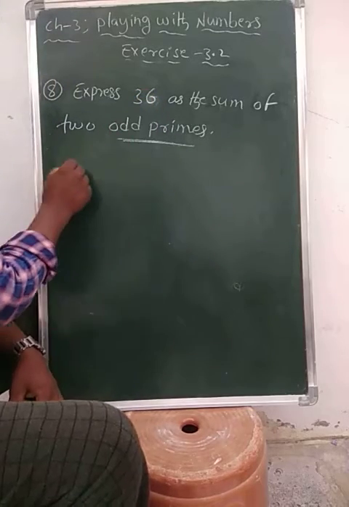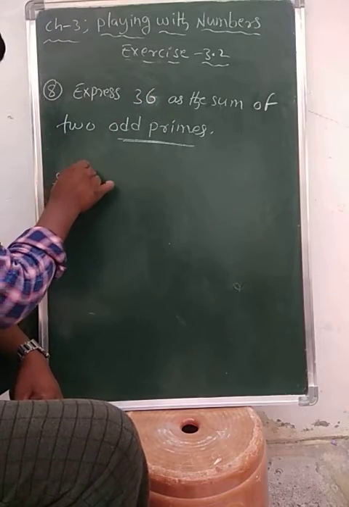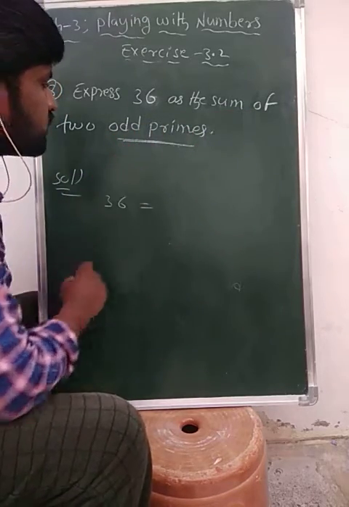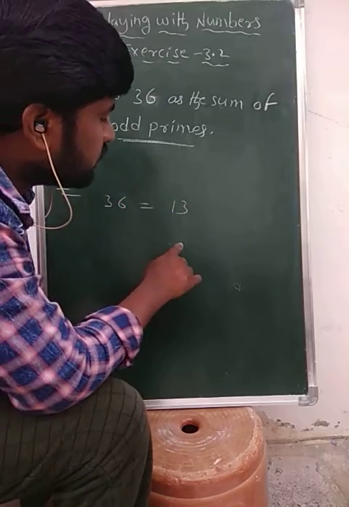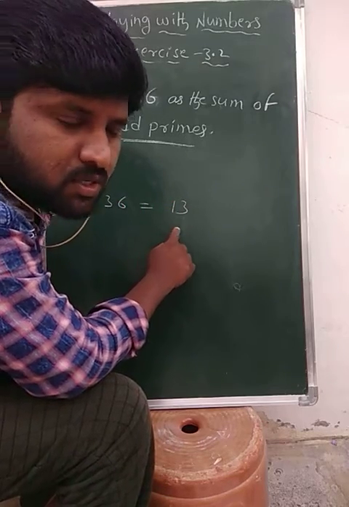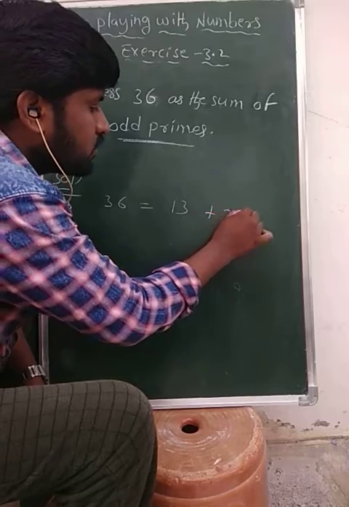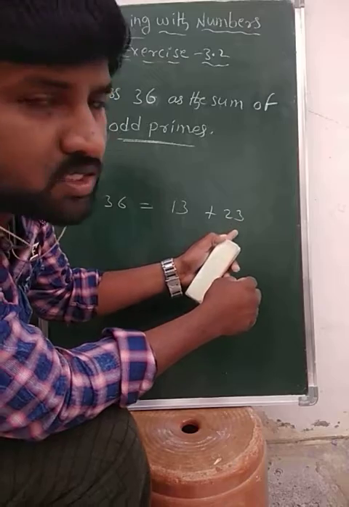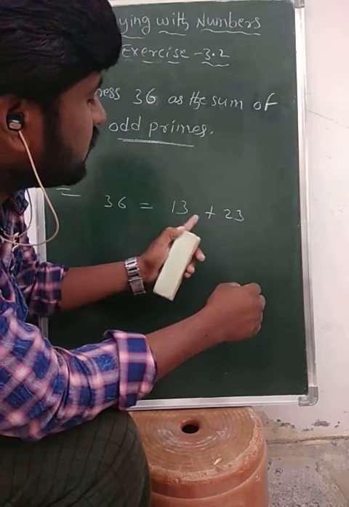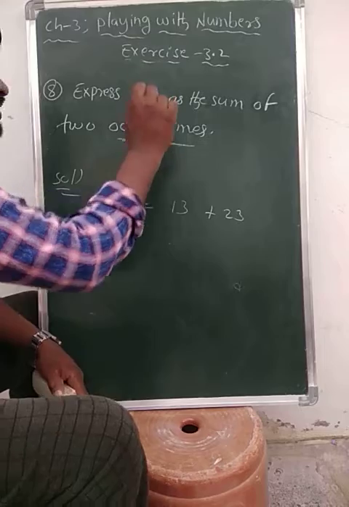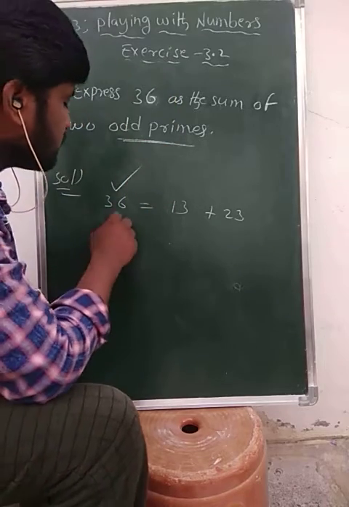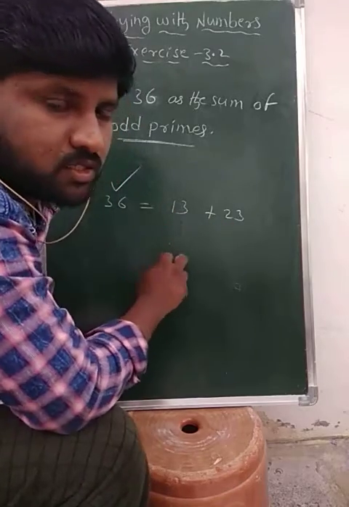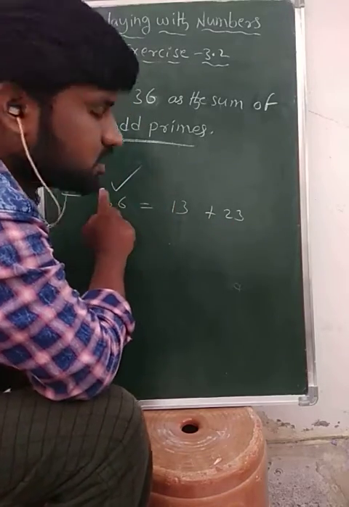I am taking the number 36. You can express it as the sum of two odd primes. 13 is a prime number, 23 is also a prime number. I am adding 13 plus 23 and we get 36. So we can express 36 as the sum of two odd primes, that is 13 and 23.